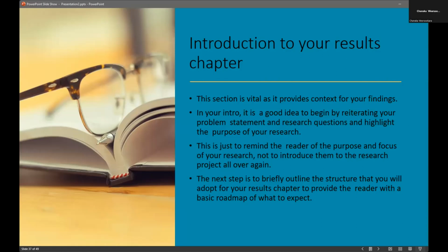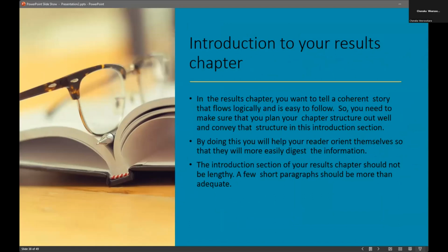So once that is done, you have to establish what sort of outline or structure you are going to adopt in this results section or results chapter, so that it gives the reader a basic roadmap of what he or she should expect in the coming pages. Likewise. Okay, so that's the case.